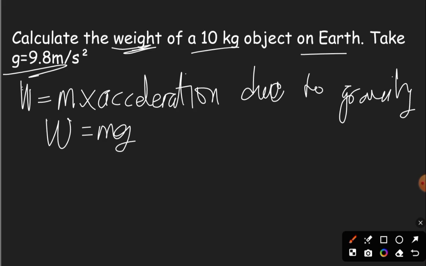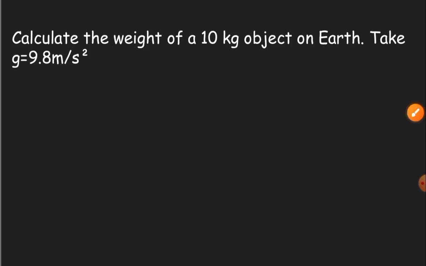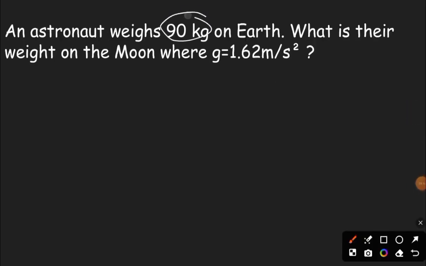So the weight is what we are supposed to find. The mass is 10 kilograms. So 10 multiplied by g, which is acceleration due to gravity, is 9.8. So when you do your calculation right, you're going to have 98 Newton. Since weight is a type of force, force has a unit to be Newton. So that is it. An astronaut weighs 90 kilograms on Earth.